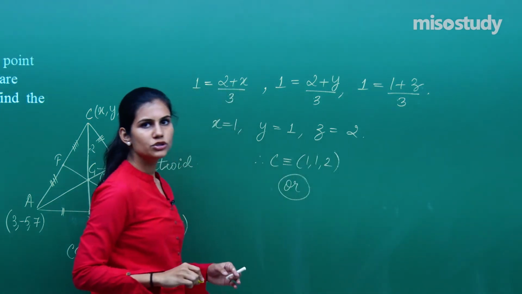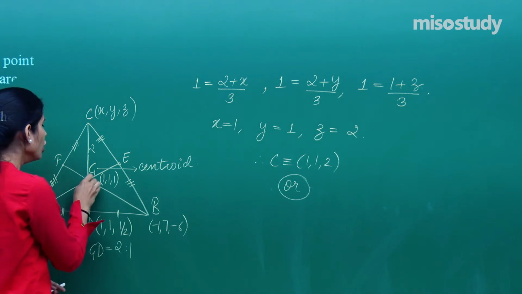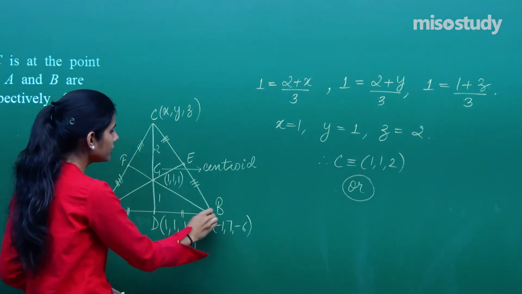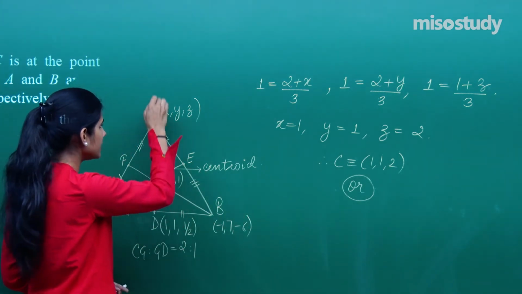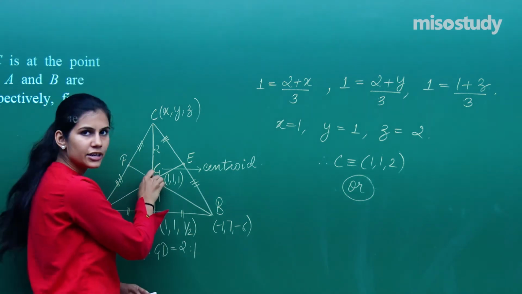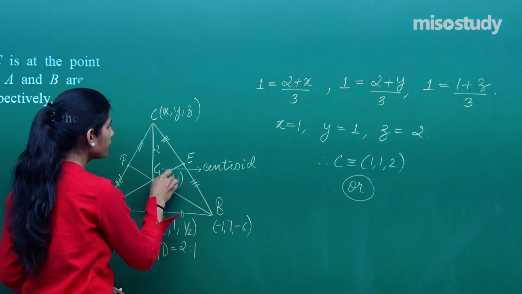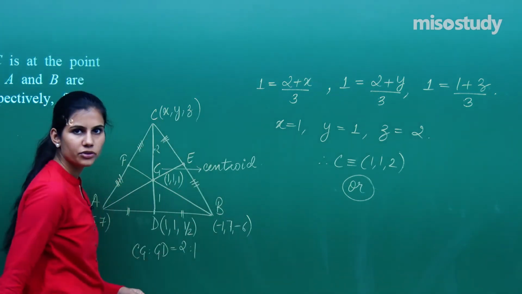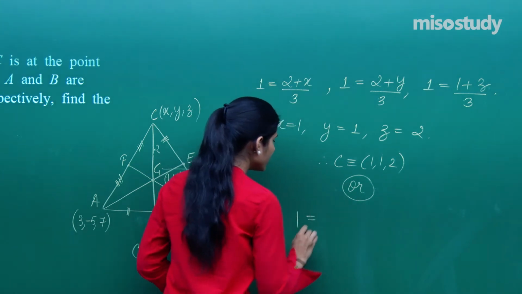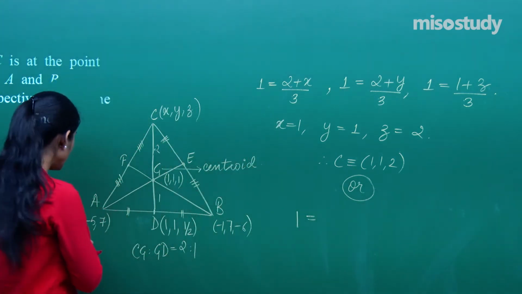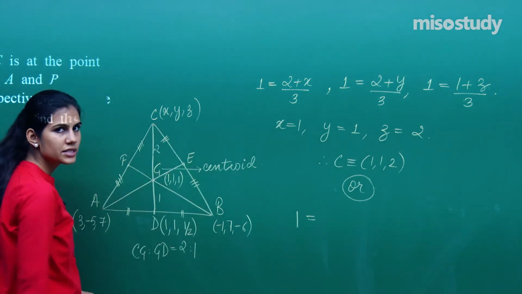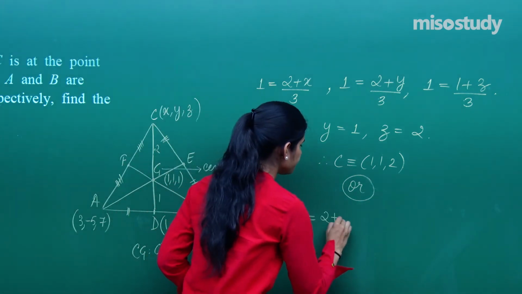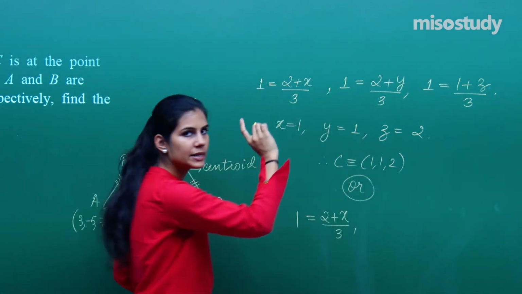Or what you can do if you don't wish to do it in the elaborative fashion is that directly you know coordinates of centroid. If coordinates of A are x1, y1, z1, coordinates of B are x2, y2, z2, coordinates of C are x3, y3, z3, then coordinates of the centroid are x1 plus x2 plus x3 upon 3, y coordinate is y1 plus y2 plus y3 upon 3, z coordinate is z1 plus z2 plus z3 upon 3. So like that also you can do. X coordinate of the centroid, which is 1, is equal to x coordinate of A plus x coordinate of B plus x coordinate of C upon 3. So it is 3 minus 1, 2, 2 plus x upon 3, which is the exact same thing.